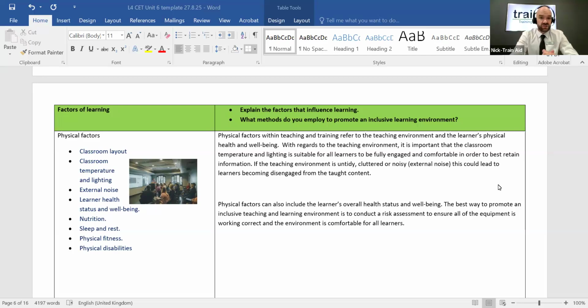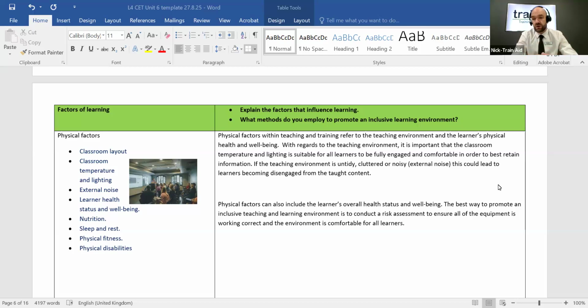Today we are looking at the Level 4 Certificate in Education and Training, Unit 6, inclusive practice. In today's video, we are looking at the key term of physical factors, which is one factor we have to consider when creating an inclusive teaching and learning environment. But what are physical factors? This very much means two things. It's all to do with the classroom environment, but also the learner's health and their physical makeup. So we're going to have a look at the different factors.